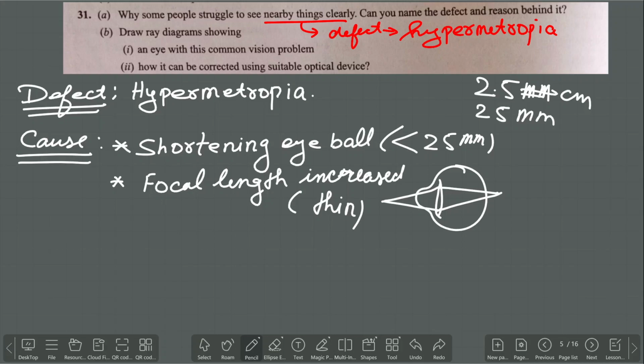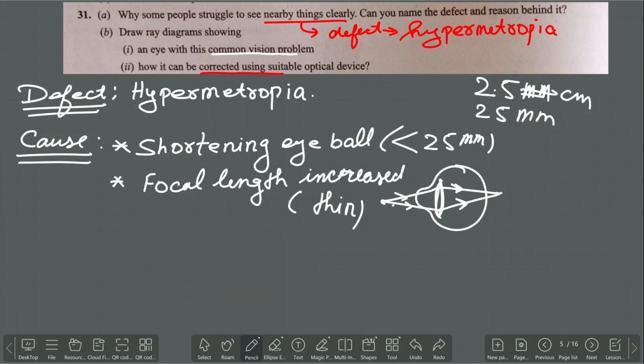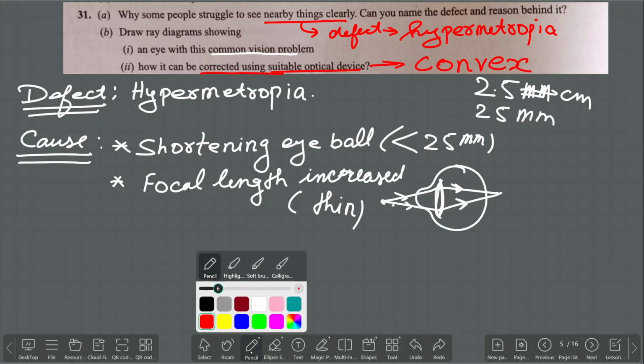And draw the ray diagram. An eye with the common vision problem, that means the defect, is drawn over here. The person cannot see the nearby object. If they look at the nearby object, due to the curvature of the eye lens, the light rays will fall behind the retina. Another question they asked: how is it corrected by using a suitable optical device? What type of optical device will you use, concave or convex? Convex lens. Concave lens is used to cure myopia. So that diagram you need to draw.